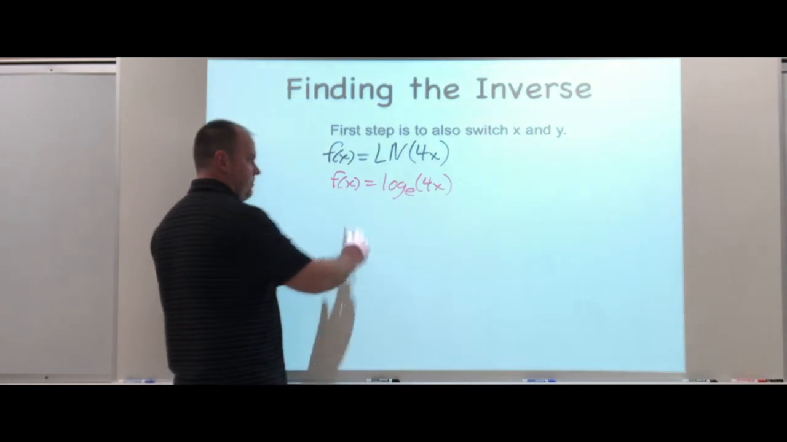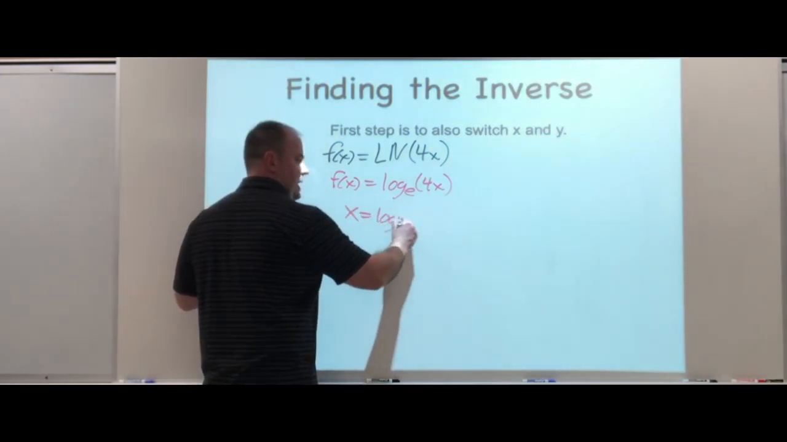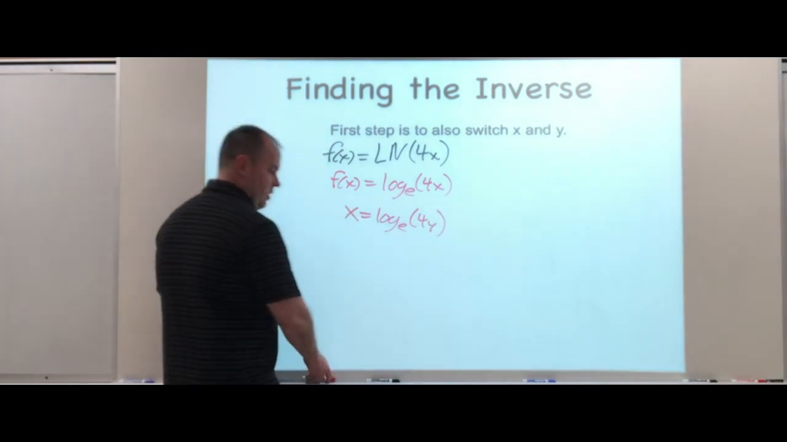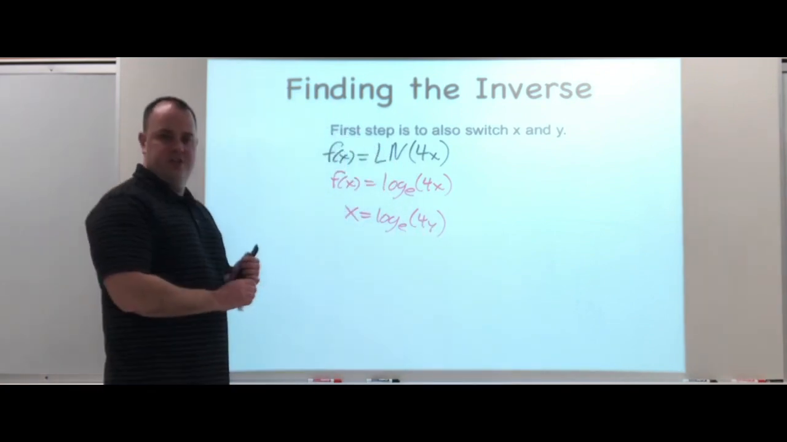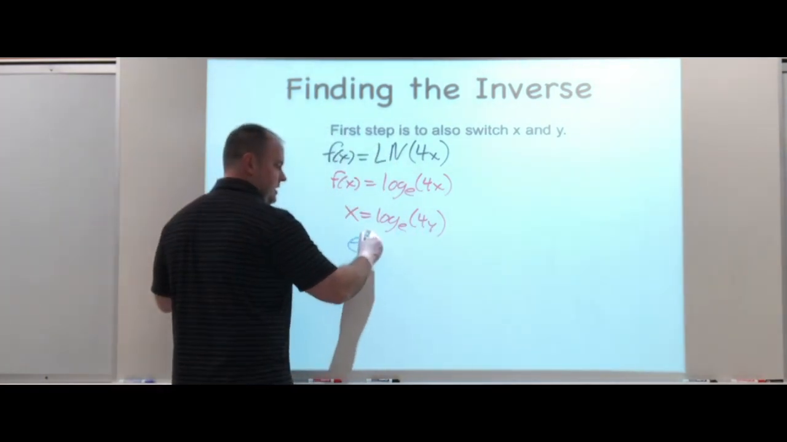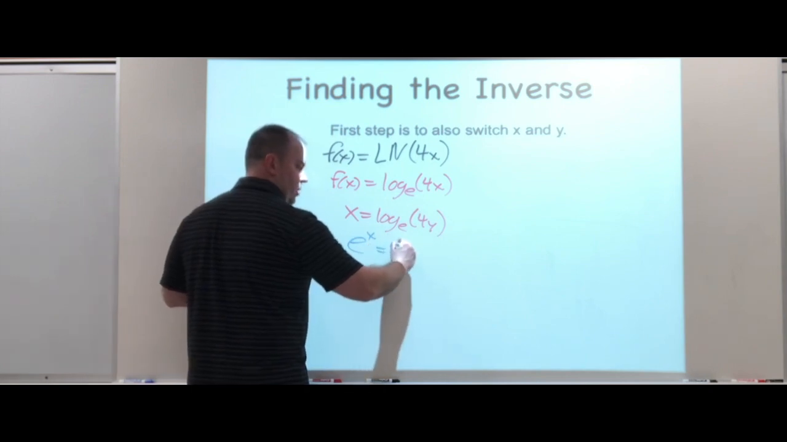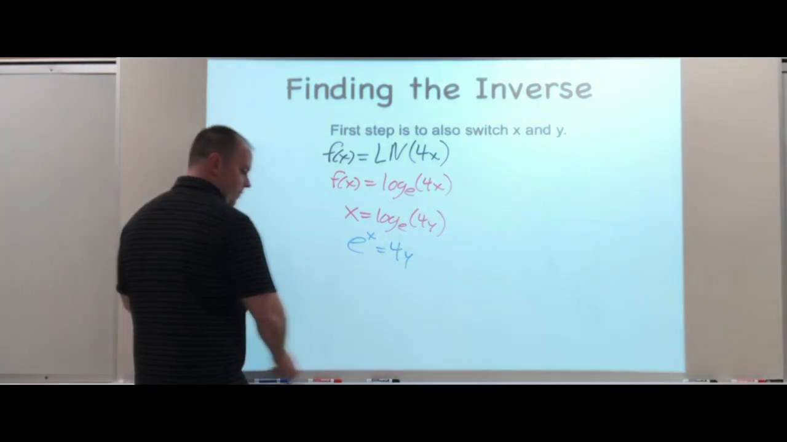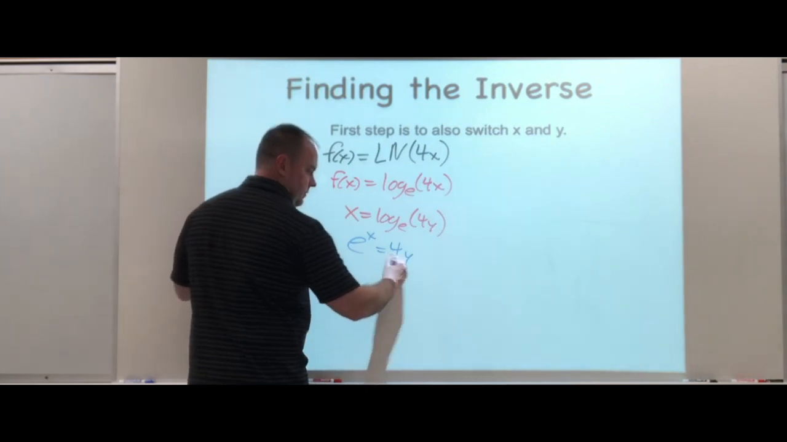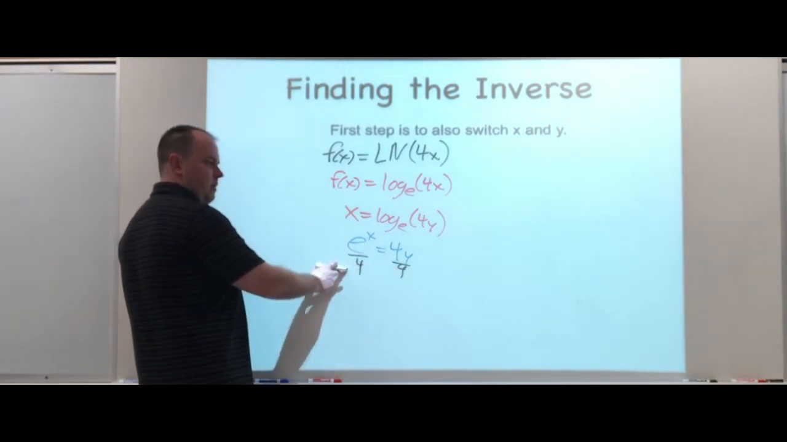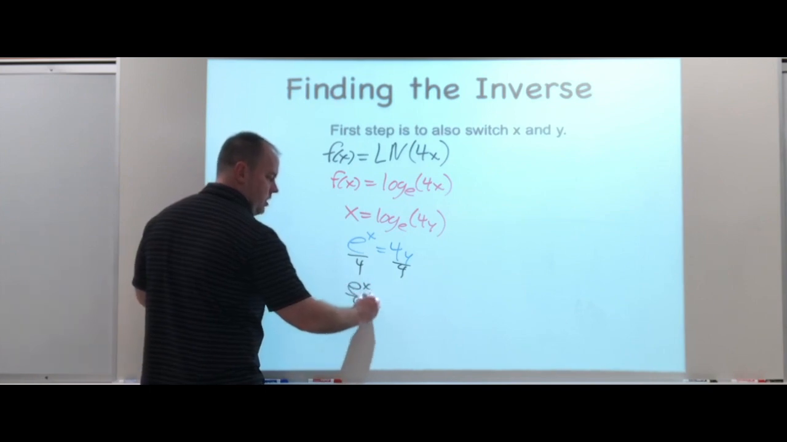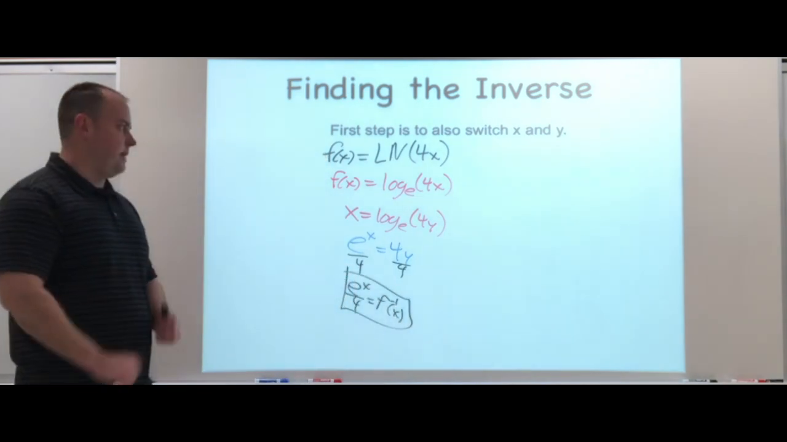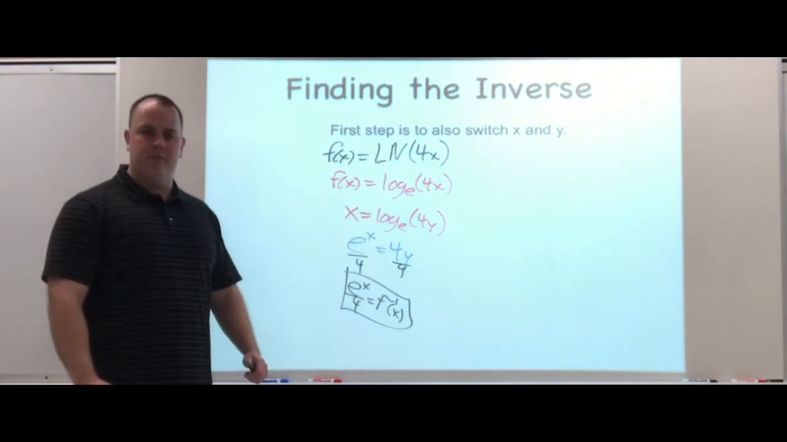Let's take our x and y and switch them. x equals log base e of 4y. The 4y is in parentheses, so I'm not going to get rid of that 4 just yet. I'm going to write it as an exponent first. e to the x power equals 4y. And now we can get rid of the 4 to get y by itself. Nothing to simplify over here. e to the x over 4 equals f negative 1 of x. Okay? So this example just showed you when you have the natural log, write it as log base e.